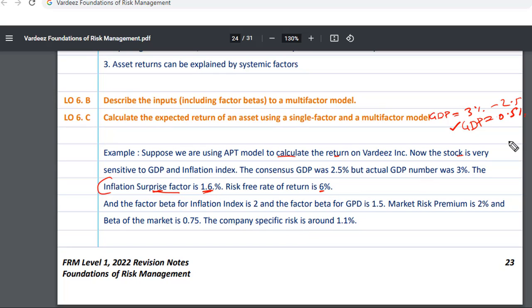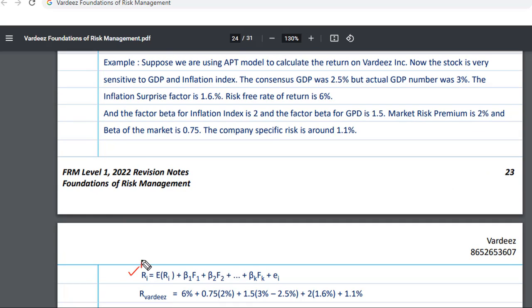So let's just take this example. Here we have the APT model, and let's calculate the return on Vardy's Inc. In this example, if you read, the CAPM is not given, so we have to calculate it from scratch. I've deliberately included that so that we also calculate the CAPM. Here we have the risk-free rate, then we add the beta of the market. The market risk premium is 2%. We are already given the equity risk premium, and the beta of the market is 0.75.